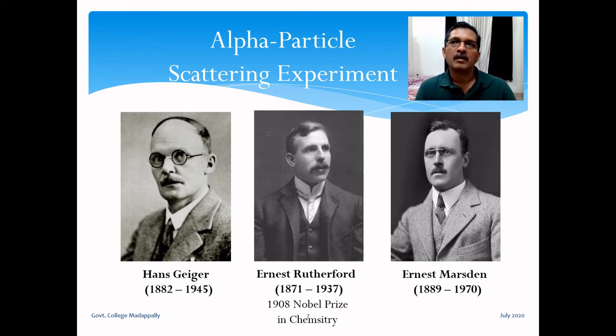In 1907, Rutherford came to Manchester University in England. In the figure, you can see Hans Geiger on the left side. Hans Geiger was Rutherford's research assistant in Manchester University. On the right side, you can see Ernest Marsden. Marsden was his PhD student.